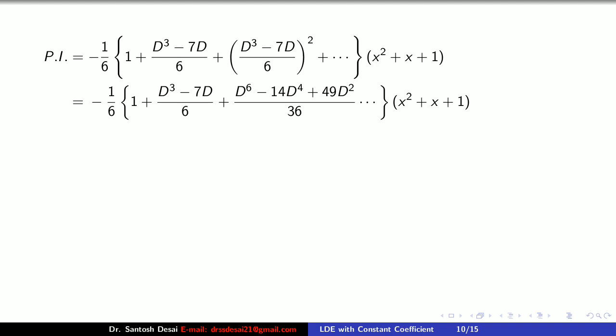Now instead of operating each term on x square plus x plus 1, let us find the values of each term operated on x square. So first we find the value of d operated on x square plus x plus 1, that is the derivative of x square plus x plus 1, that is 2x plus 1.